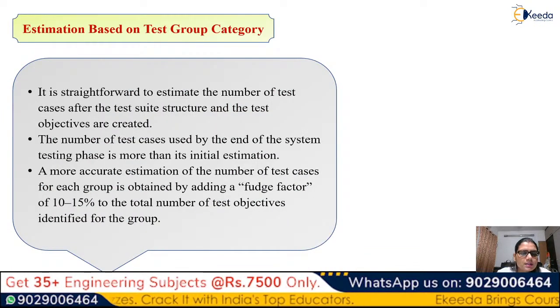Then you have an estimation based on test group category. What we saw in the last slide was the test process, but now it is the estimation based on the test group category. It is straightforward to estimate the number of test cases after the test suite structure and the test objectives are created. So the test suite.